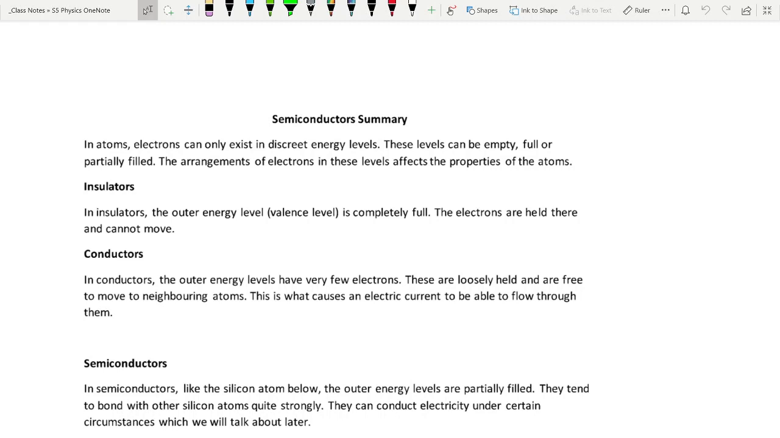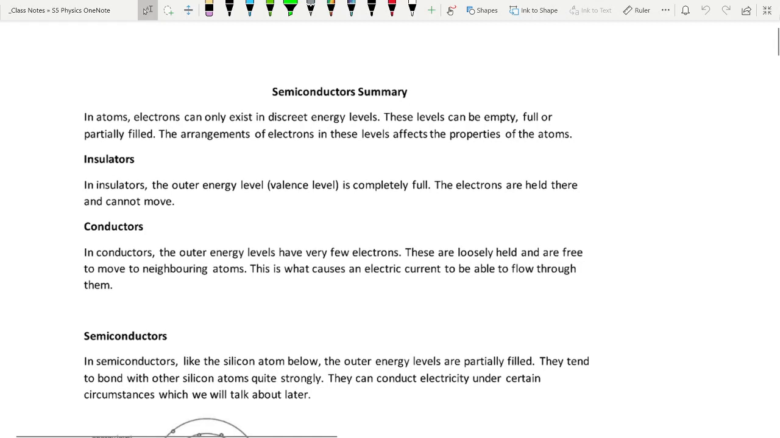So semiconductors. Those of you that do chemistry will be familiar with energy levels in more detail than you actually need in physics and semiconductors. But it's all about the outer energy level, and that's what we'll look at, what's important in semiconductors.